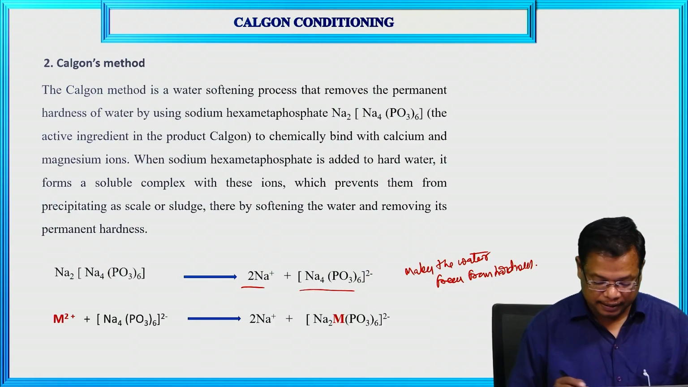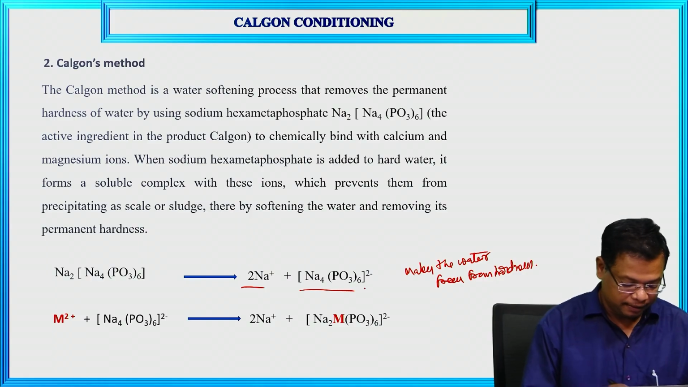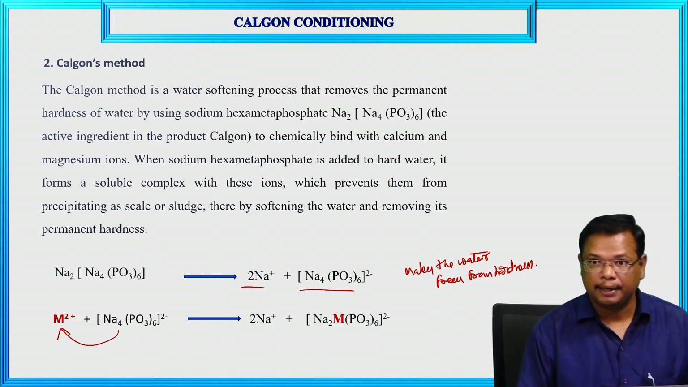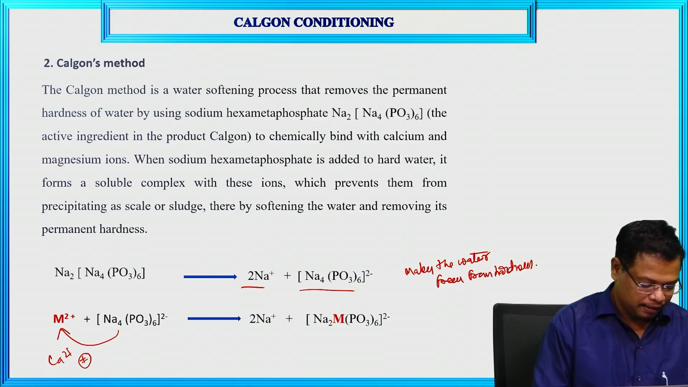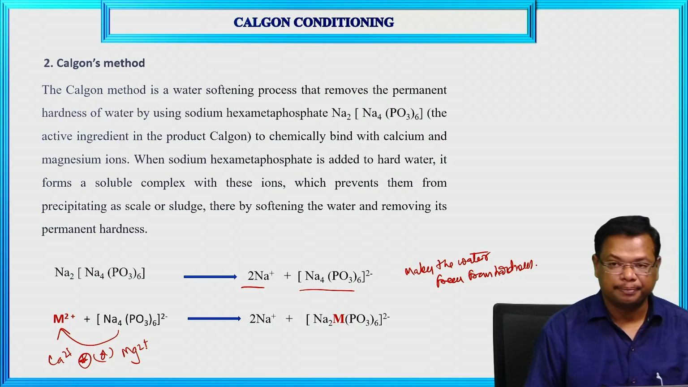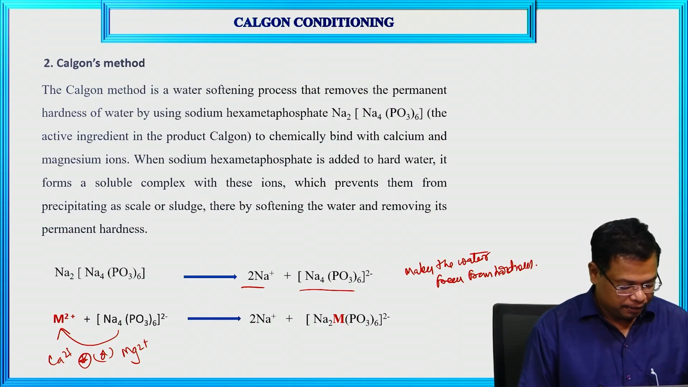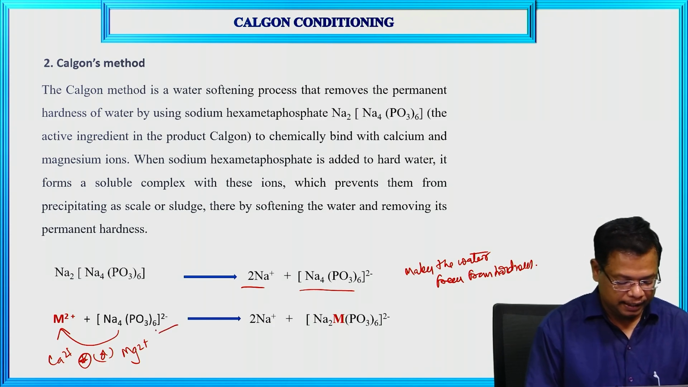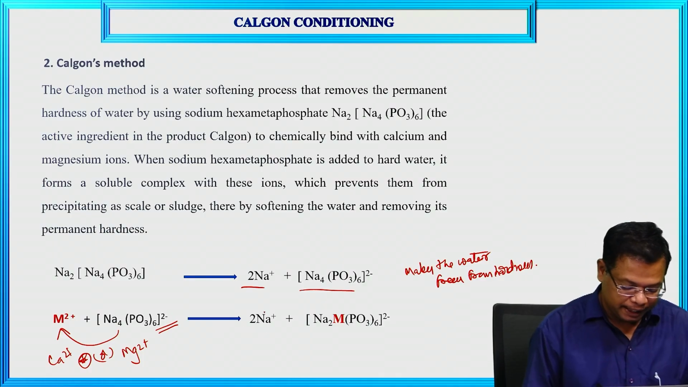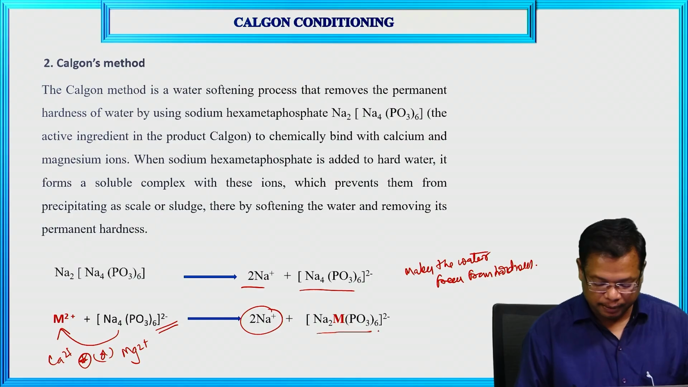This ion will react with M2 plus ions. What are these M2 plus ions? Ca2 plus or Mg2 plus. So these Ca2 plus or Mg2 plus ions will react with this anion, releasing one more time 2 Na plus ions, and it will become like a complex.